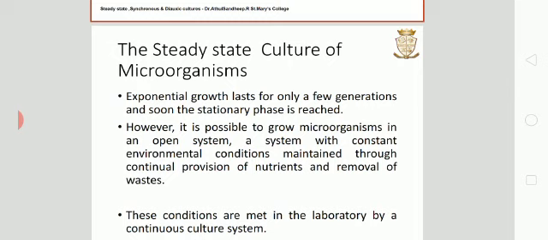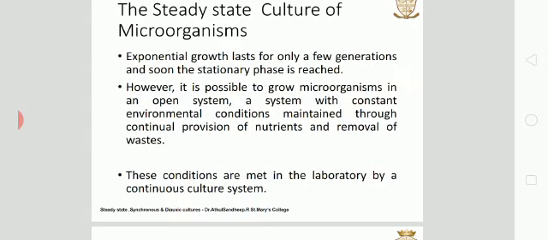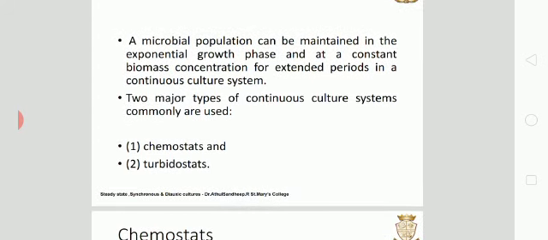However, it is possible to grow microorganisms in an open system, a system with constant environmental conditions maintained through continual provision of nutrients and removal of waste, which prevents the stationary phase. These conditions are met in the laboratory by a continuous culture system. A microbial population can be maintained in the exponential growth phase and at a constant biomass concentration for extended periods in a continuous culture system.